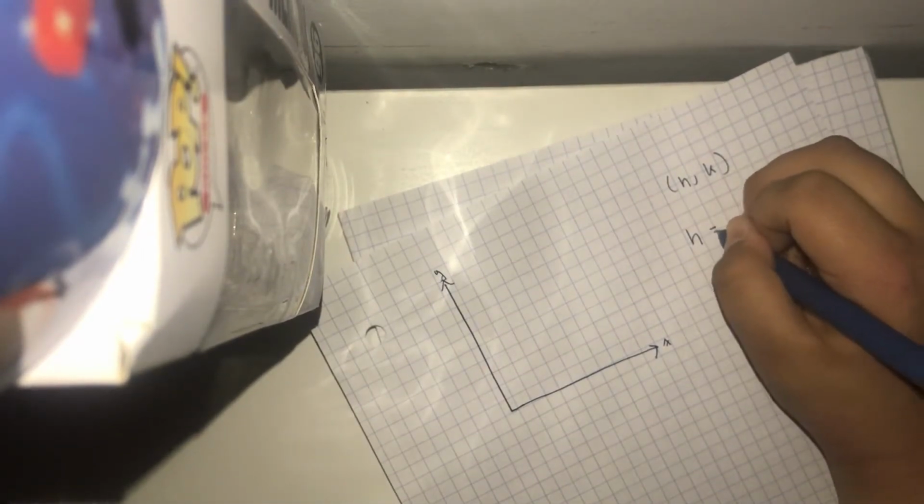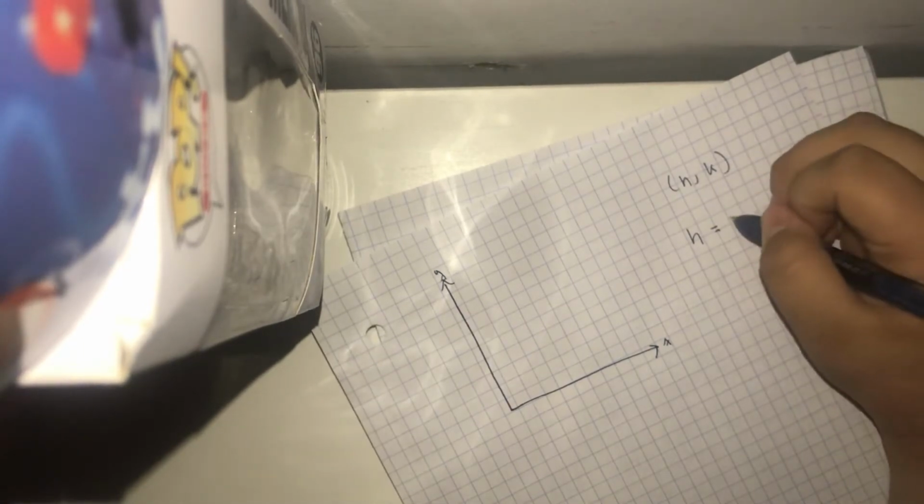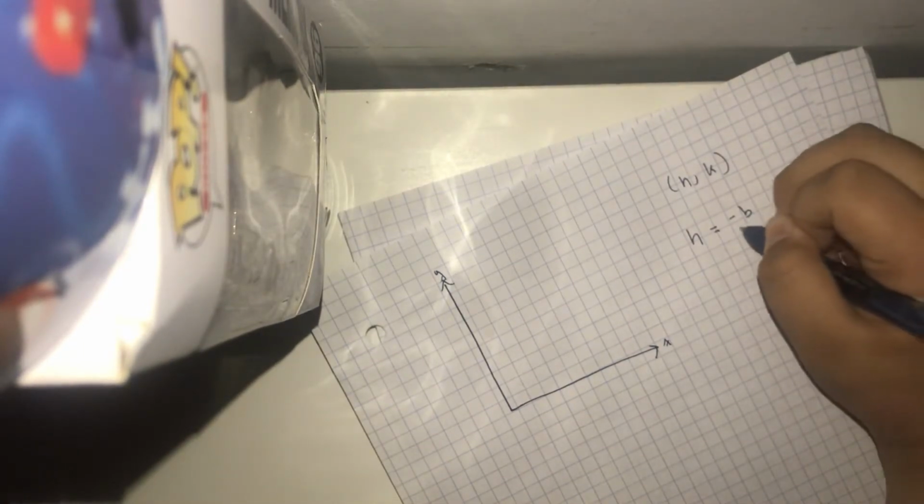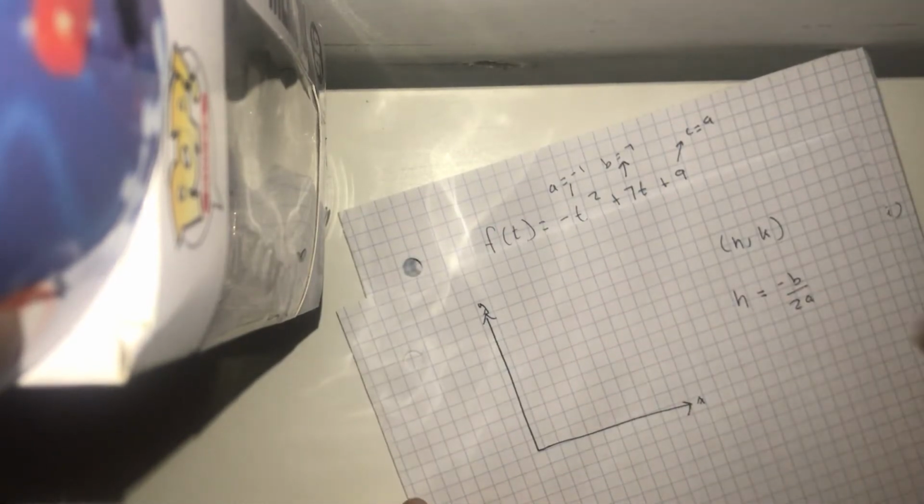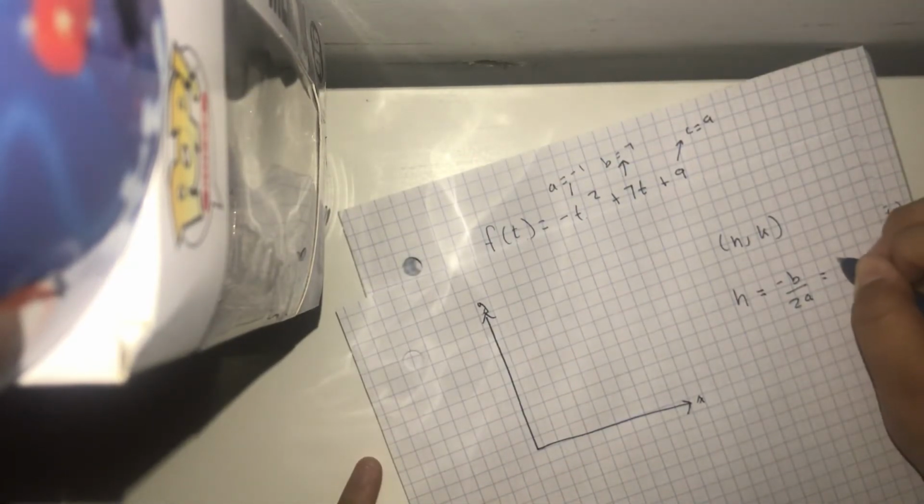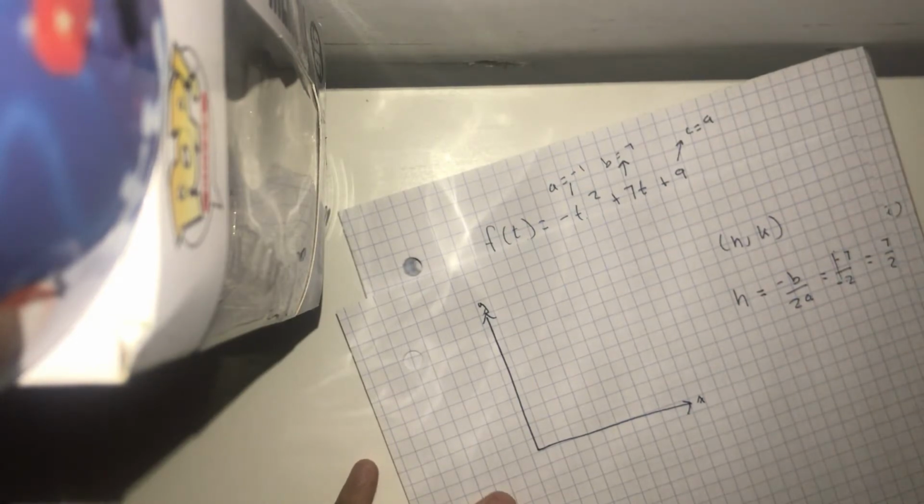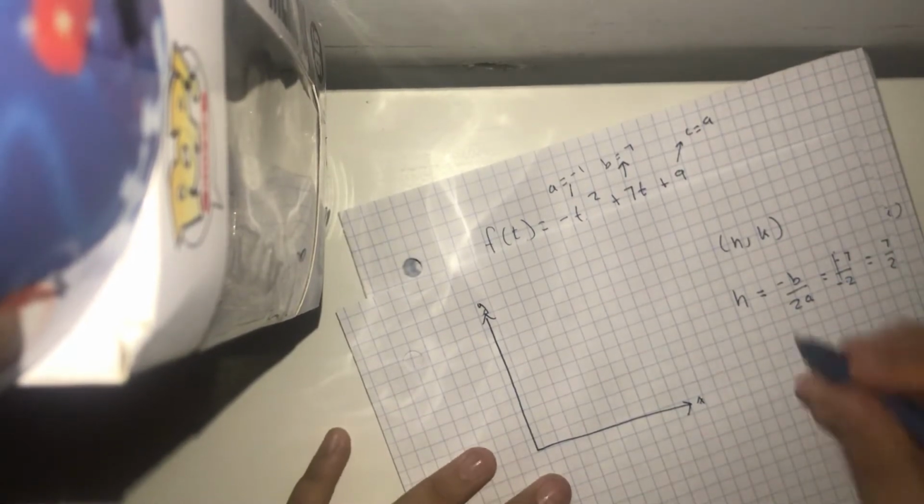H is equal to negative b over 2a. And if you substitute using the numbers, you get negative 7 over negative 2. And since it's two negatives, it cancels out, and you get 7 over 2, which is positive, which is great.